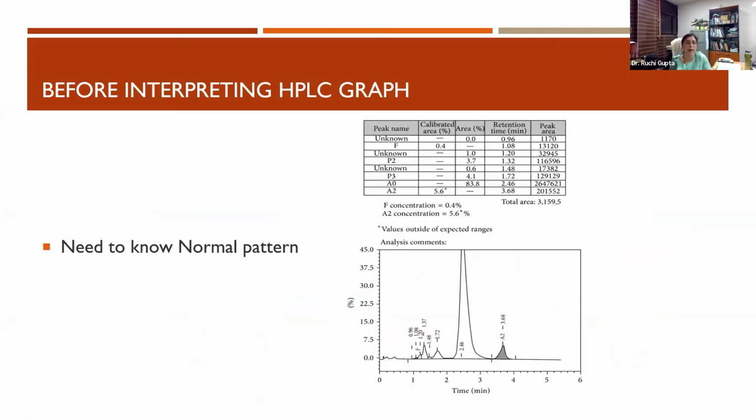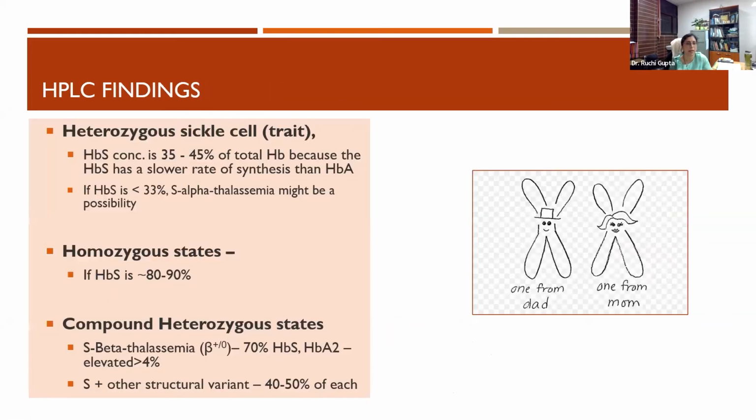Before you go ahead and interpret an abnormal graph, you really need to know what a normal HPLC graph looks like: where are the peaks for HbF, where is A0, where is A2, and so on, which I'll not be discussing here because, as I said, it was already discussed by Professor Reena in her last presentation. So let us see what my case of interest is likely to show. If we were dealing with a case of heterozygous sickle cell trait, there are some rules which we should know before we interpret our data.